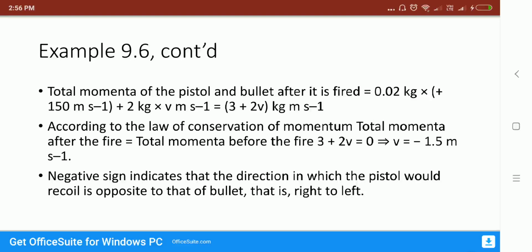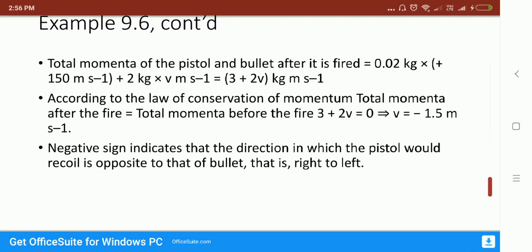Now compare that as per the conservation of momenta law, initial momenta and final momenta are the same. So initial momenta we have derived as 0 and final momenta we have 3 plus 2V. So 3 plus 2V is 0. So V is minus 1.5 meter per second. The negative sign defines the opposite direction. So we can say that as the gun is fired, the pistol gets a recoil, or reverse force, by the value minus 1.5 meter per second.